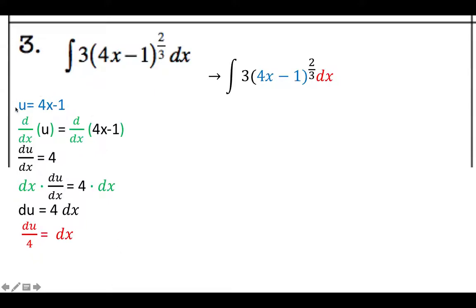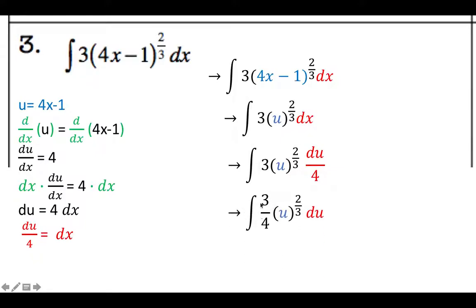My next step, after I have my u and I have my dx solved for, I'm going to go back to this expression and substitute. This thing in blue right here will become u. This dx right here, that's going to become du over 4. Alright, so because this is divided by 4, this is basically like saying 1/4. So, because I have a 3 right here, this whole expression is going to become 3 over 4 right here in front. And then we have du.